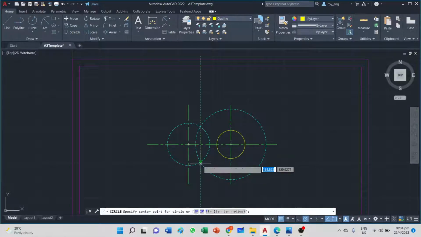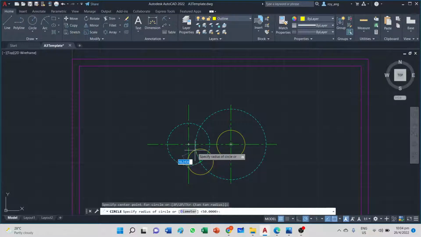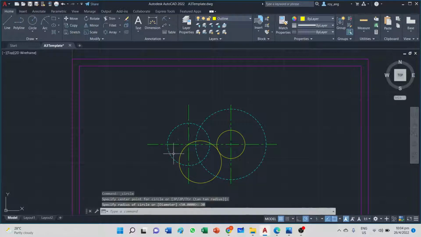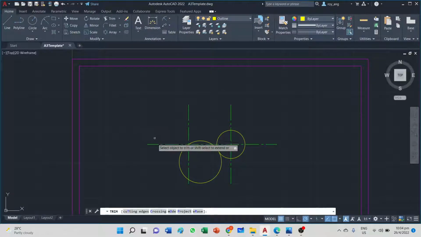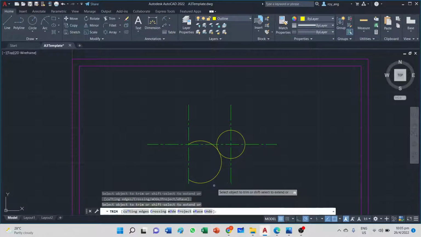Okay, so we green cross over there and we enter the value of 30, and you see that this R30 crosses the center, and this R30 here is tangent to this circle. Now at this point, what I'll do is I will delete the construction circle so it's not so messy, and I will trim. Okay, so I'll trim this away.